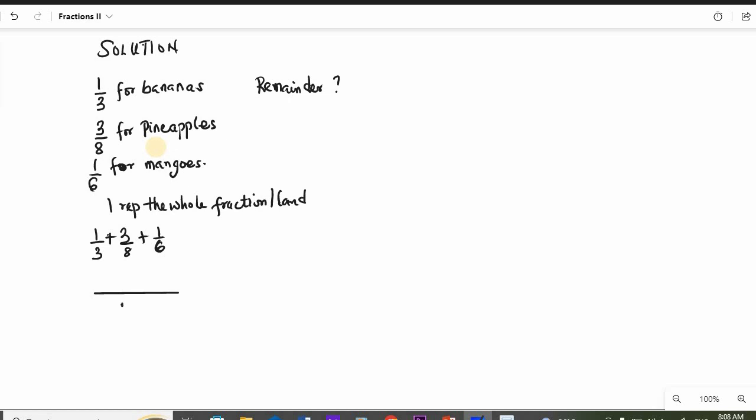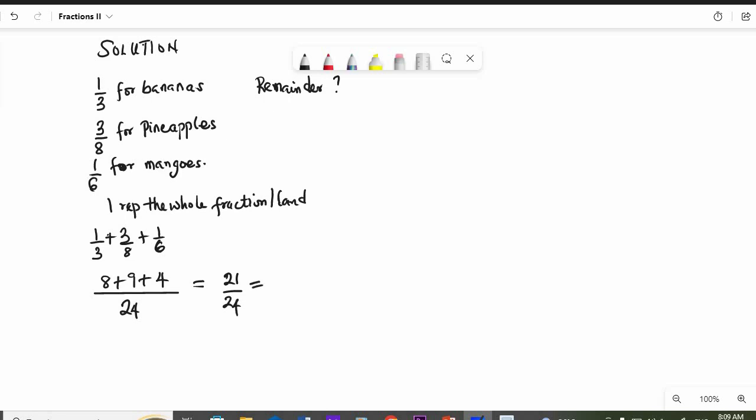Now the LCM of 3, 8, and 6 is 24. 24 over 3 gives 8. 24 over 8 gives 3, and 3 times 3 gives 9 here. And 24 over 6 gives 4, and 4 times 1 gives 4 here. Okay, so if we add 8, 9, and 4, we get 21/24, which when expressed in its lowest terms, 3 goes here 7, 3 goes here 8, gives us 7/8. Okay, so we have that 7/8 is used for bananas, pineapples, and mangoes.